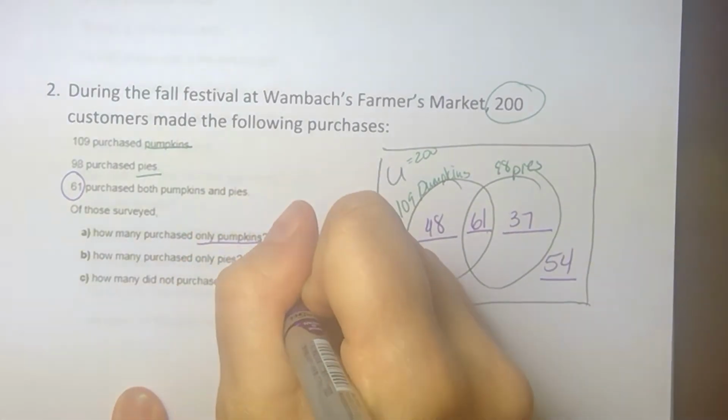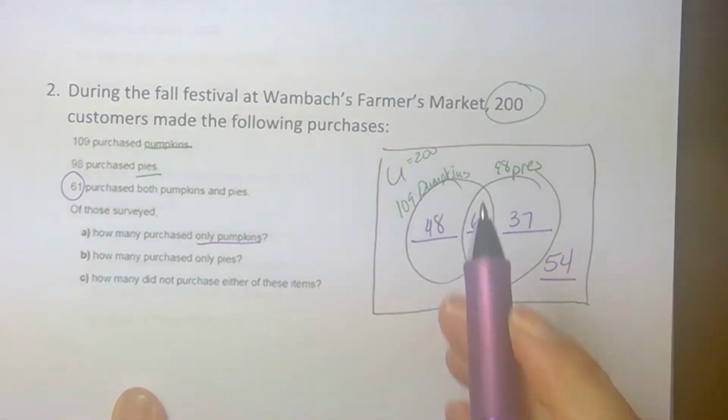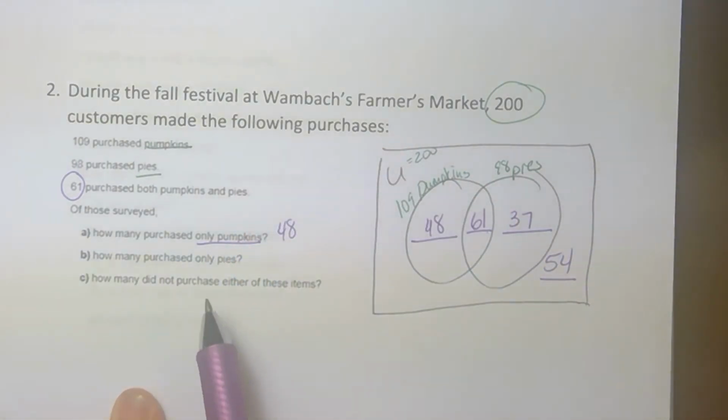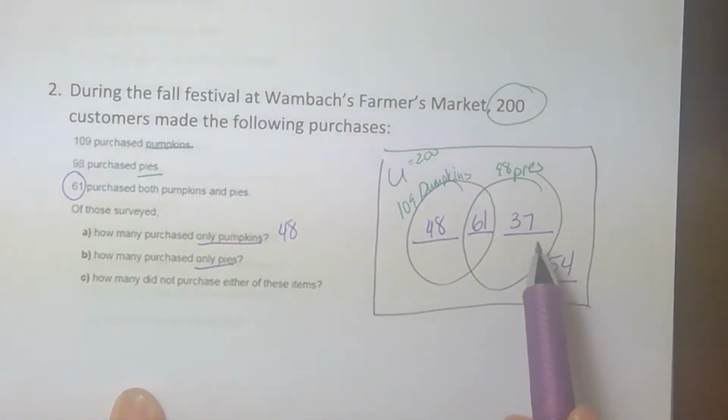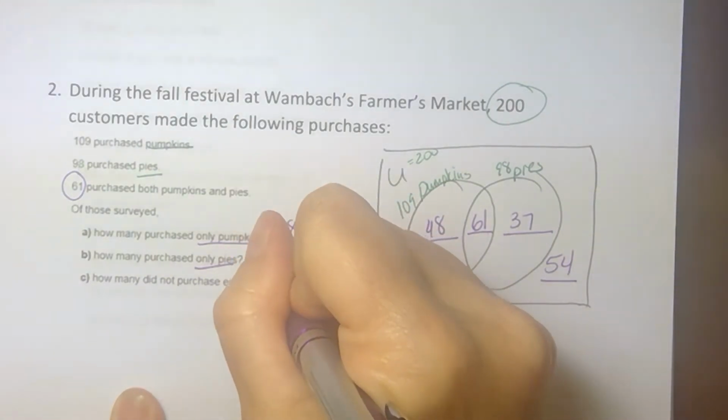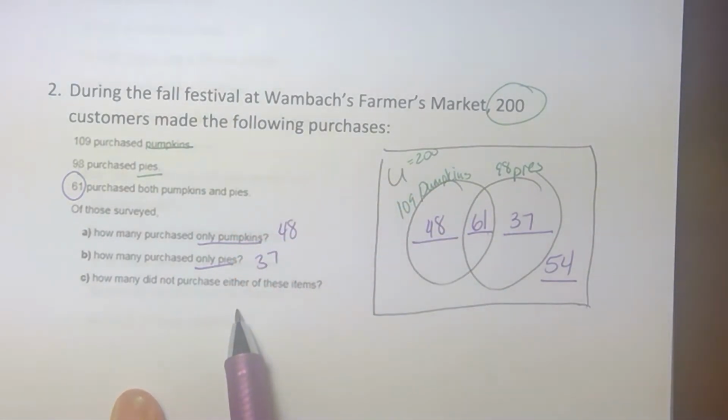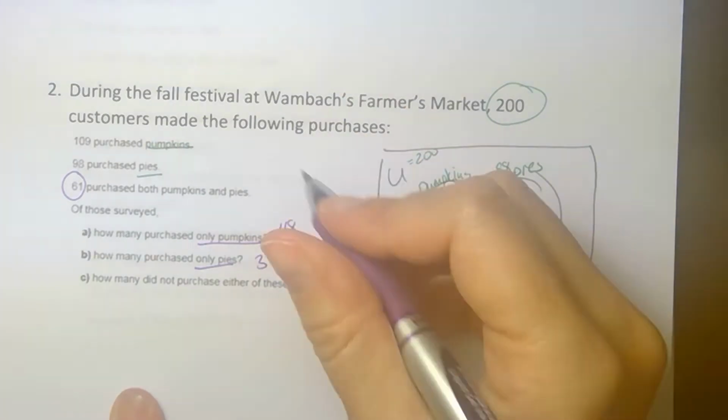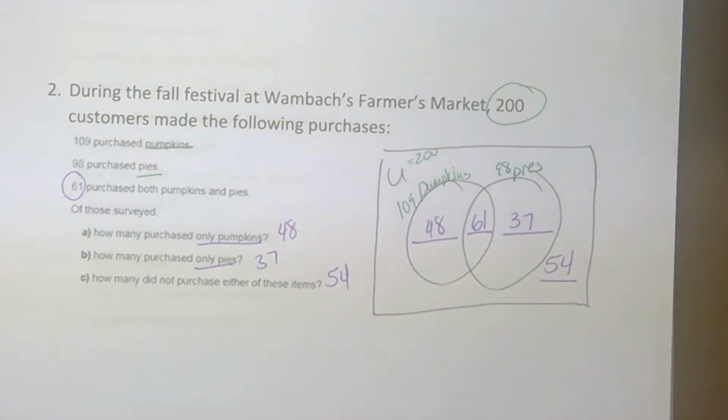How many purchased only pumpkins? Well, the only pumpkin region is out here. How many purchased only pies? Just pies is this region over here. How many didn't purchase either one of those two things? Well, that's this number out here in the universal set outside of the loops.